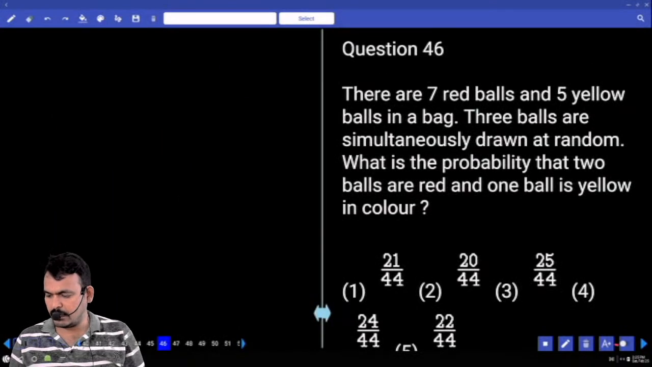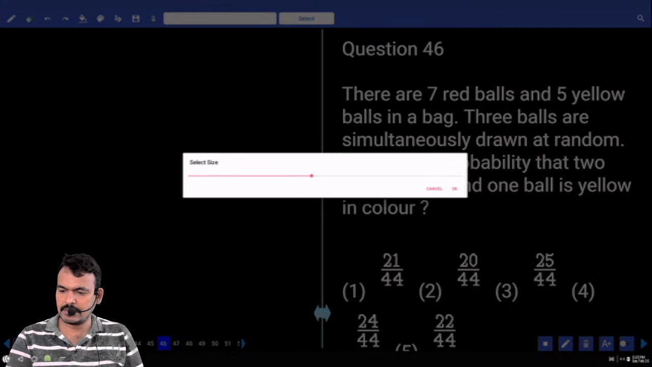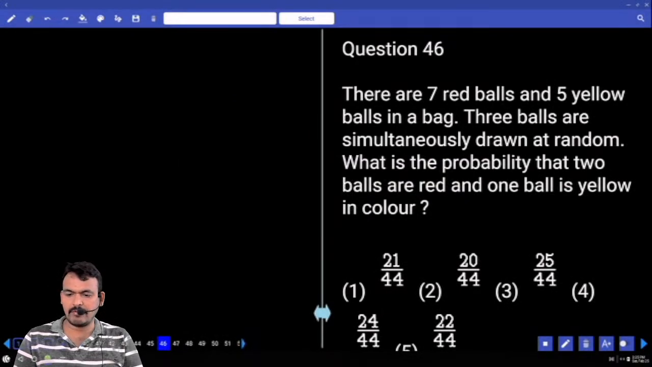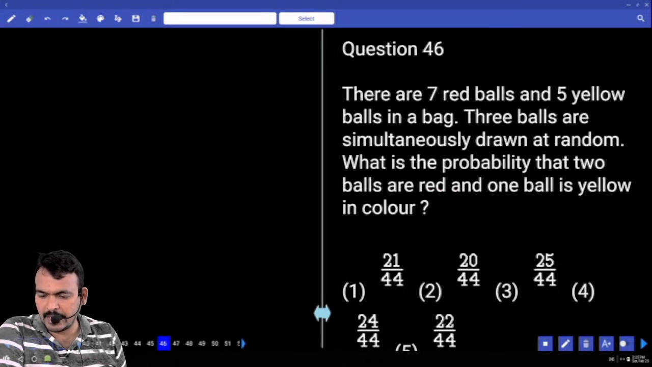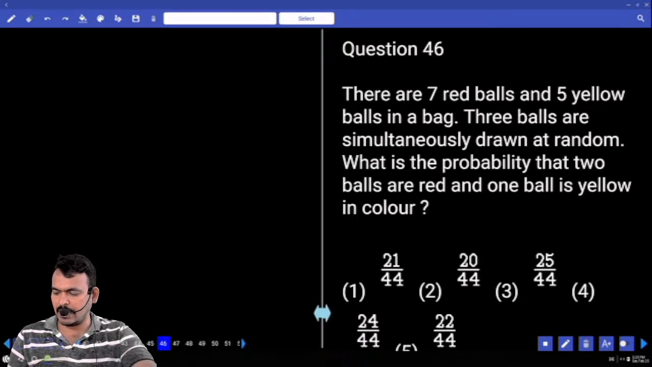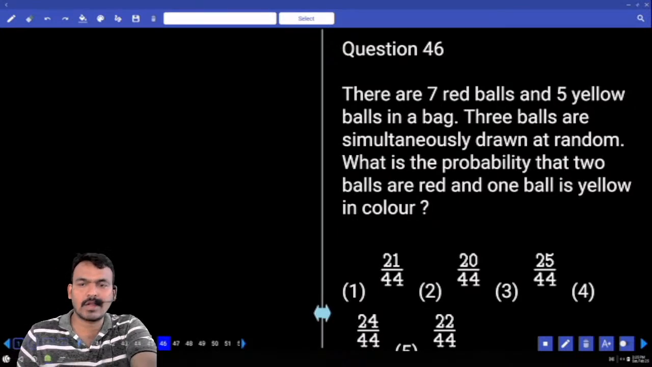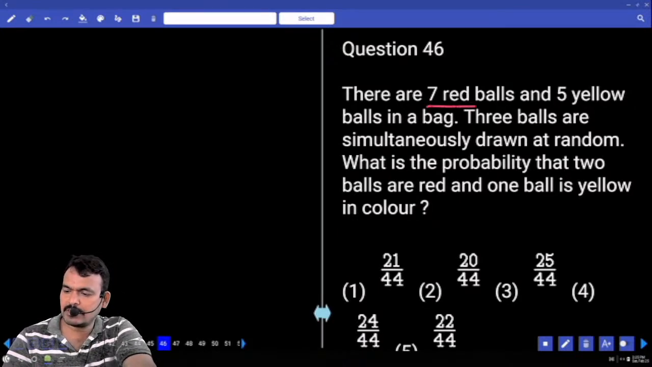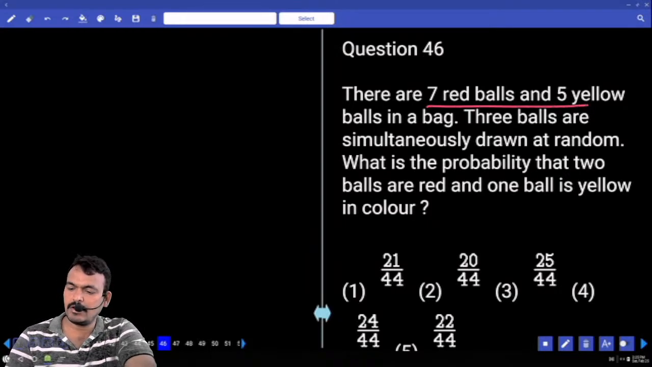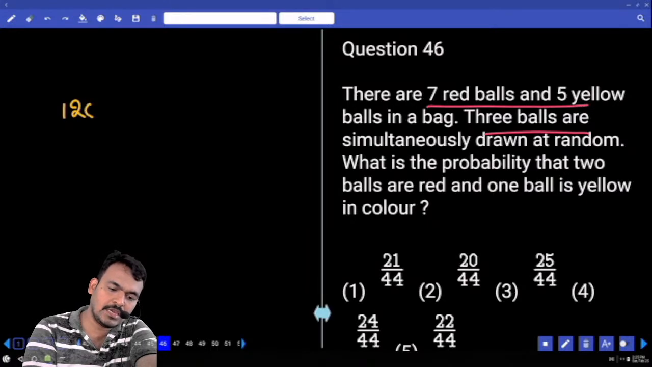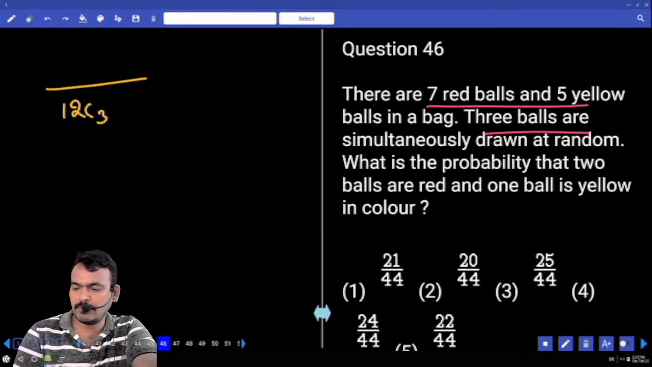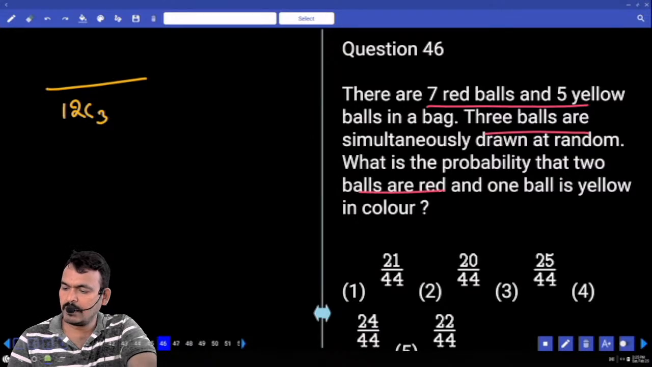There are 7 red balls and 5 yellow balls in a bag. 3 balls are simultaneously drawn at random. What is the probability that 2 balls are red and 1 ball is yellow in color? Okay. First, how many balls are there in total? 12. In that, how many balls are picked? 3 balls. Then we write 12 C3.